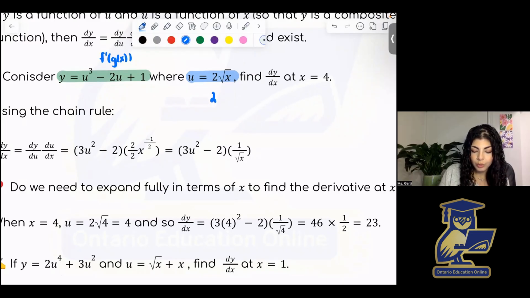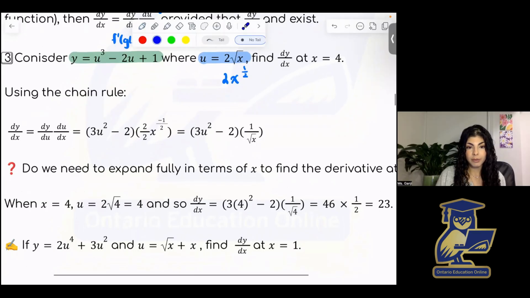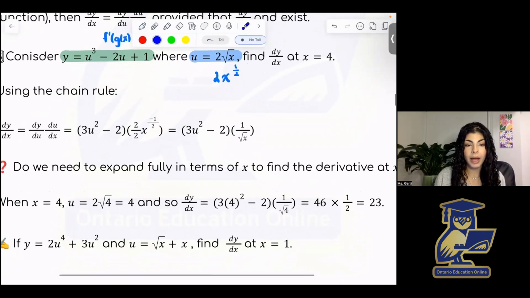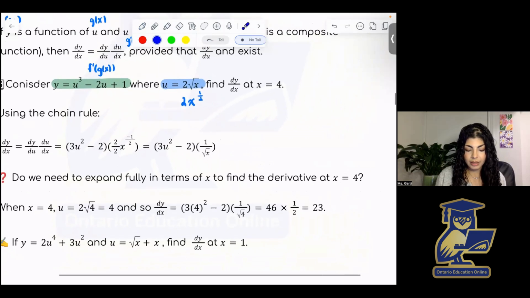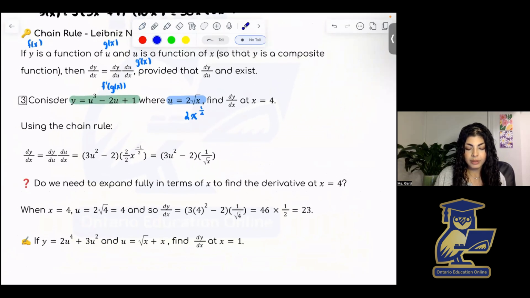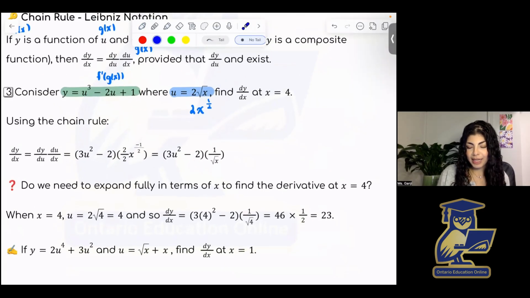This is 2x to the power of half. And if I differentiate this, I actually end up with just 1 over square root of x. But here I now have two variables, u and x, which I don't want. We need to have one variable. So in this case, because we have to find it at x equals 4, that's actually now my question.